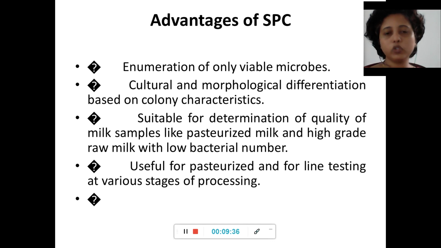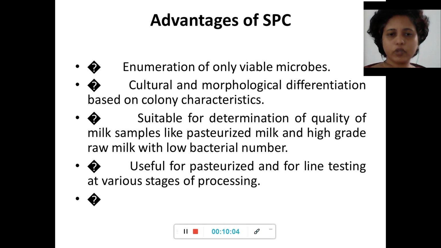If you have more than one microbe, that could also be identified by the standard plate count method, and it is suitable for the determination of the quality of pasteurized milk and even high grade raw milk with low bacterial numbers. Okay. Normally in the alcohol test, when a large number of microbes are present, you get a faster result.